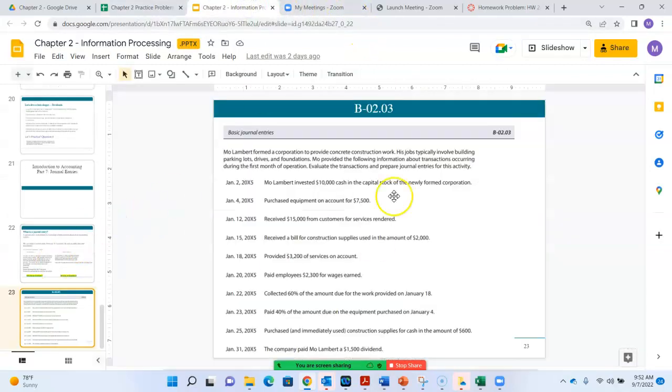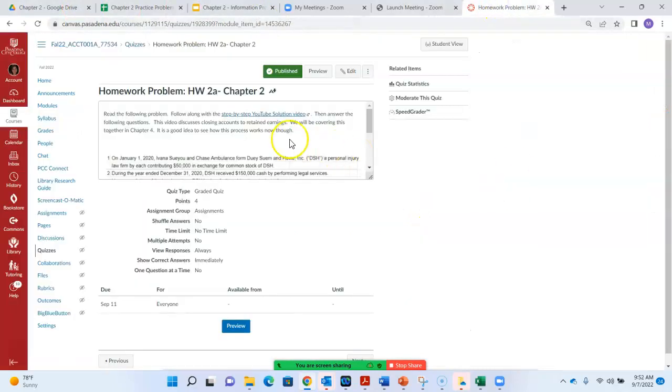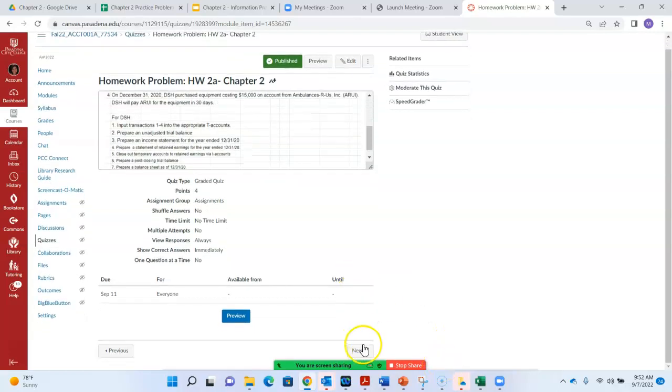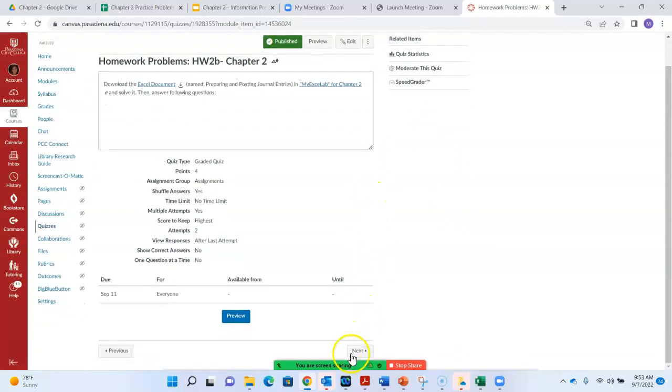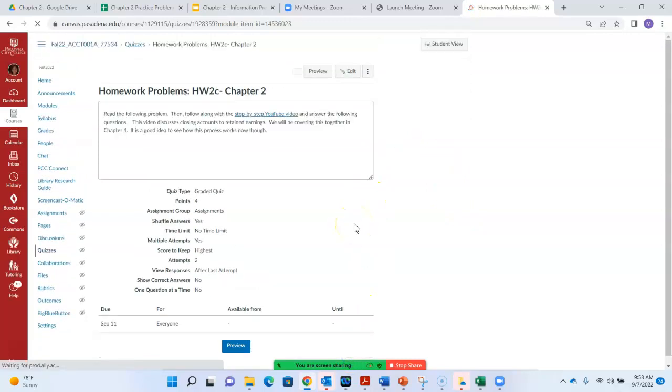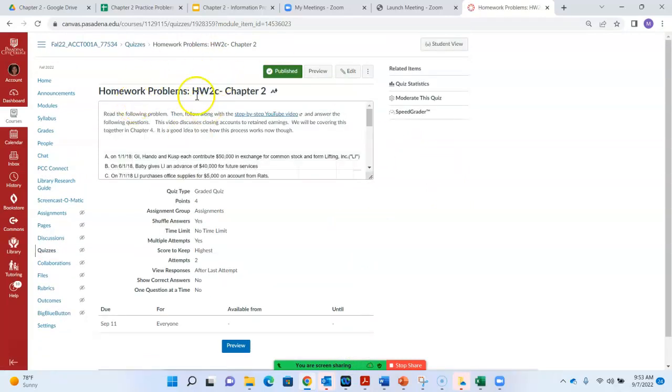But those are all the practice problems I want to go over. I just want to reiterate again, these homework problems, I believe it's homework A, and I believe the next one as well. Nope, B is fine. I think it's C. Yeah, so homework 2A and 2C, you're going to be watching this step-by-step YouTube video. These videos discuss closing accounts to retained earnings. We're going to be covering this together in Chapter 4.